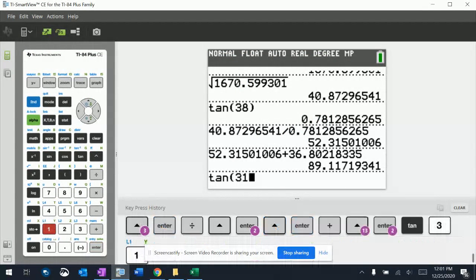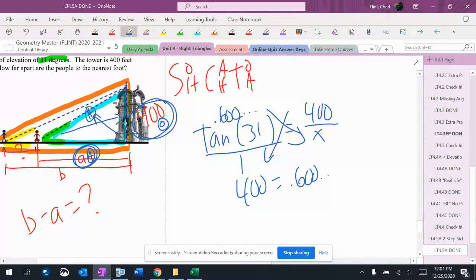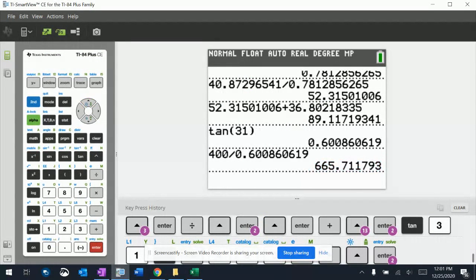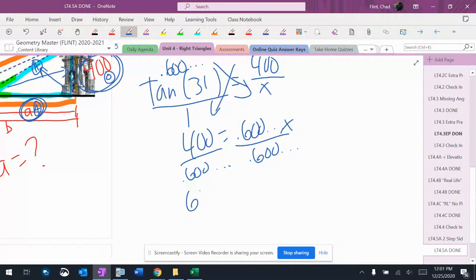So tangent 31 is 0.600. Cross multiply: 400 equals 0.600x. Divide by that, and I should get 665.711. So 665.711 equals x. So there's my first part. That's A. All right, then I want B.